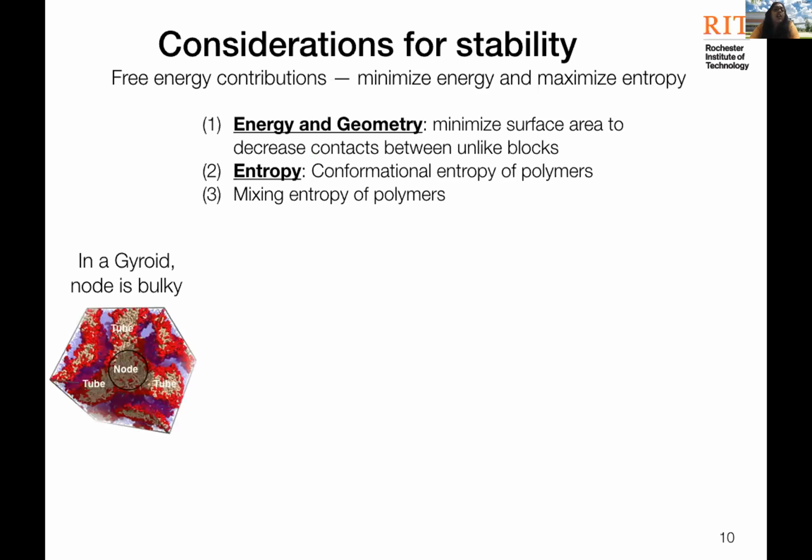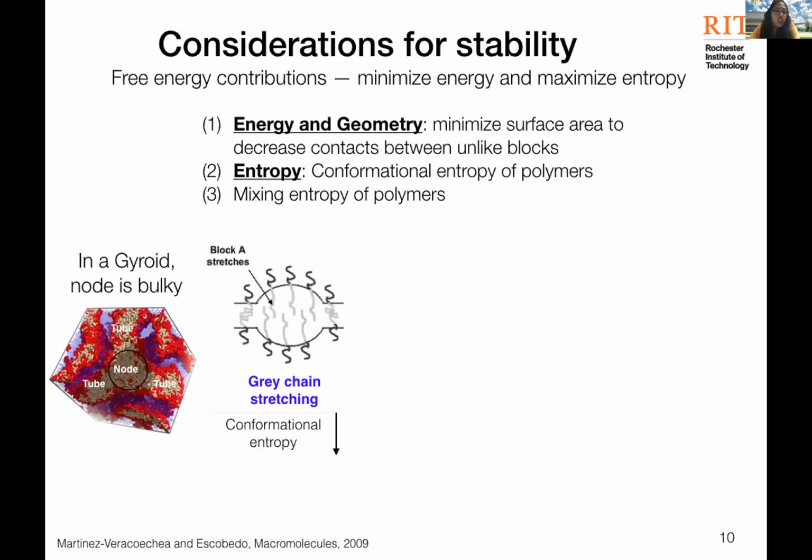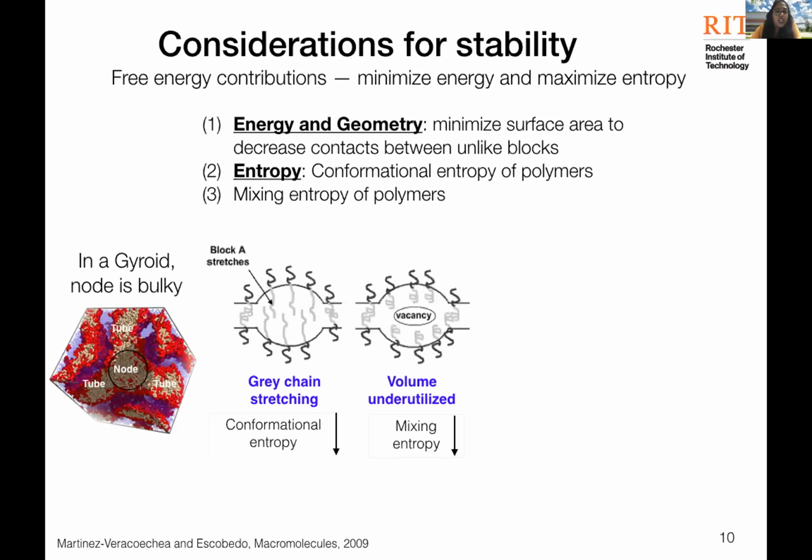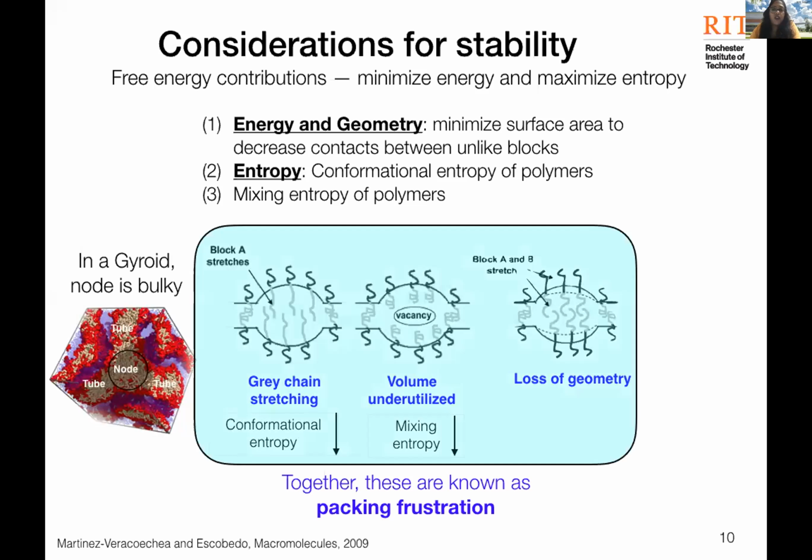So if you had a gyroid structure, which is a network, you really have tubes connected by junctions or nodes, and typically the junction size is much larger than the tube size. So what happens is if you want to arrange molecules within this geometry, one of them has to stretch a bit, and that leads to a loss of conformational entropy. If it doesn't stretch, you don't have uniform mixing, so you lose mixing entropy. And if both blocks try to stretch a little bit, then you lose your geometry, and again, you lose your structure.